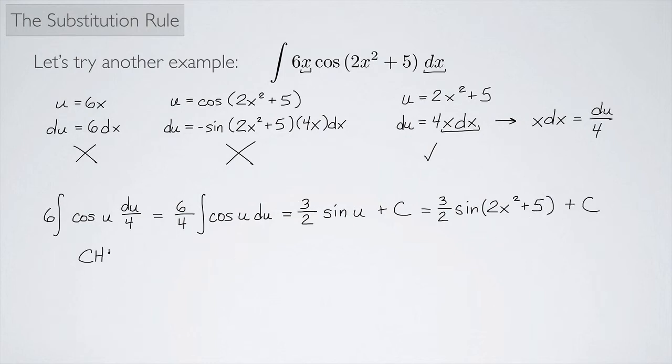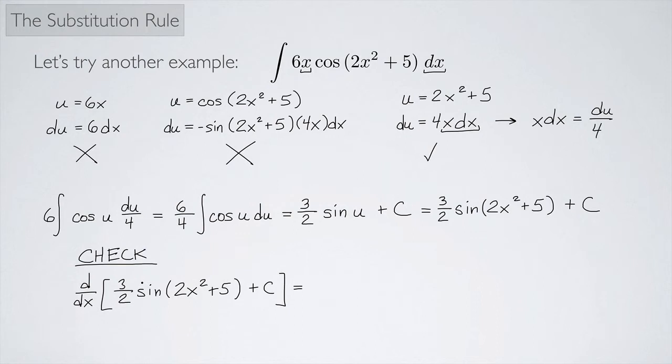Okay, let's check it just to make sure that this does actually make sense. For my check, I want to do the derivative of my answer here. That would be the derivative of 3/2 sine of 2x squared plus 5 plus the constant. All right, and when I do the derivative, the derivative of the sine is going to be a cosine, and that 3/2 is just going to hang out front. So this is cosine of, and the inside stays the same. And then by chain rule, I do the derivative of the inside, that's 4x.